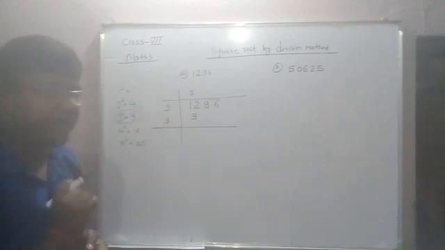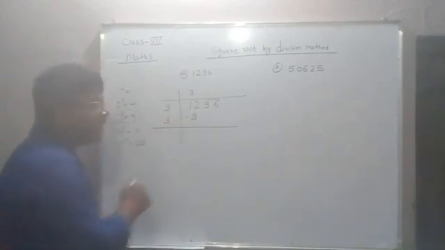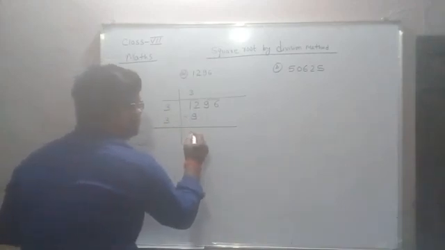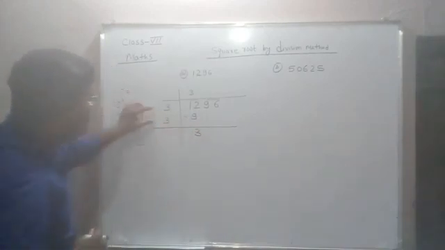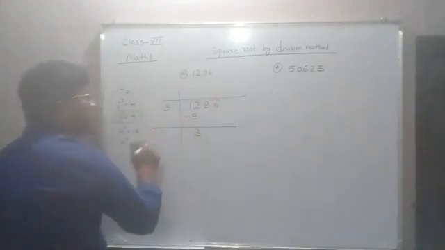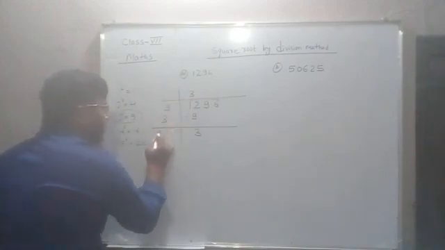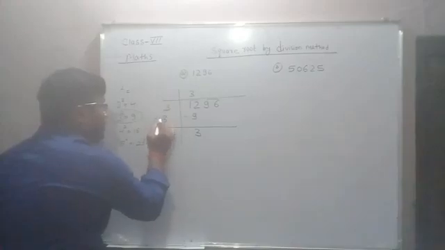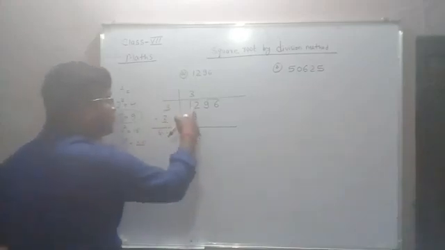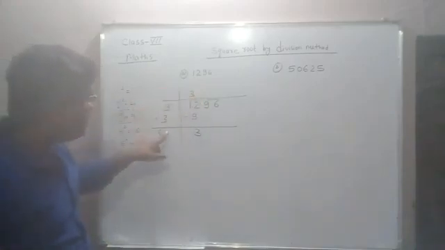Now 12 minus 9 we have to do here. How much do we get? 3. I have written 3 here, and here also I have written 3. These two we have to add and write here, and these two we have to subtract. This will be your quotient. Why have I left space here?